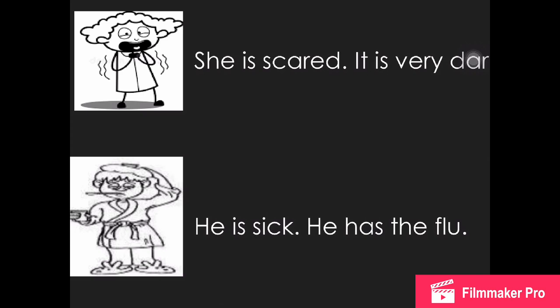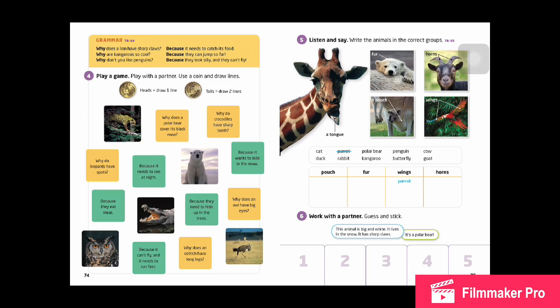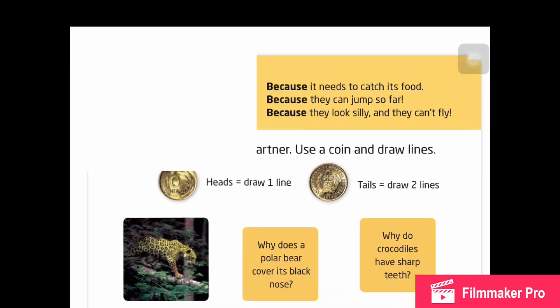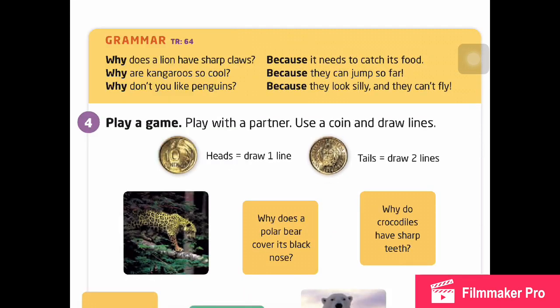Why is he sick? Now think about explanation. Because he has the flu. Now we are going to continue in our student books on page number 74. Here we have a small chart of grammar, the same as I explained in the previous minutes.